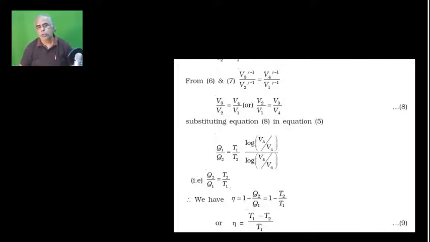Therefore, by comparing these equations 6 and 7, we are able to get V3 power gamma minus 1 divided by V2 power gamma minus 1 is equal to V4 power gamma minus 1 by V1 power gamma minus 1. So you can completely eliminate the power gamma minus 1, so that we have V3 by V2 is equal to V4 by V1. And we can reciprocate also. So V2 by V3 is equal to V1 by V4. V2 by V1 is equal to V3 by V4. Now we can substitute in the original equation where we discussed the ratio of V2 and V1. So that can be eliminated by introducing this V3 by V4, and you have already got V3 by V4, is it not?